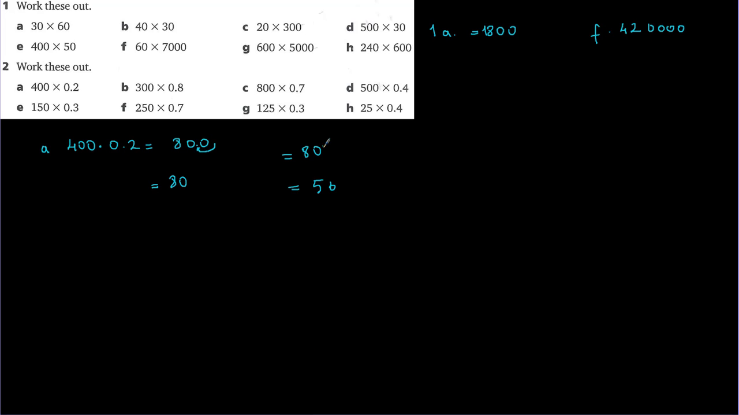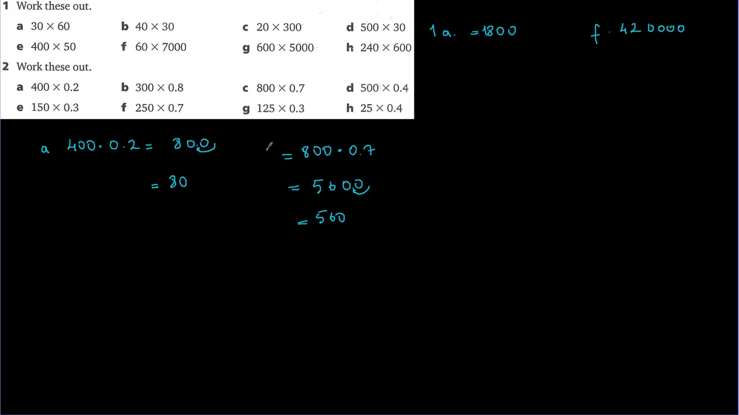80 times 0.7. 8 times 7 is equal to 56. There are 2 zeros I'm writing, and now I came to the decimal step. There's only one decimal number, so I'm going to move left to right, and I'm going to put the place, and it's equal to 560. So one zero we are eliminating. We can eliminate one of the zeros.